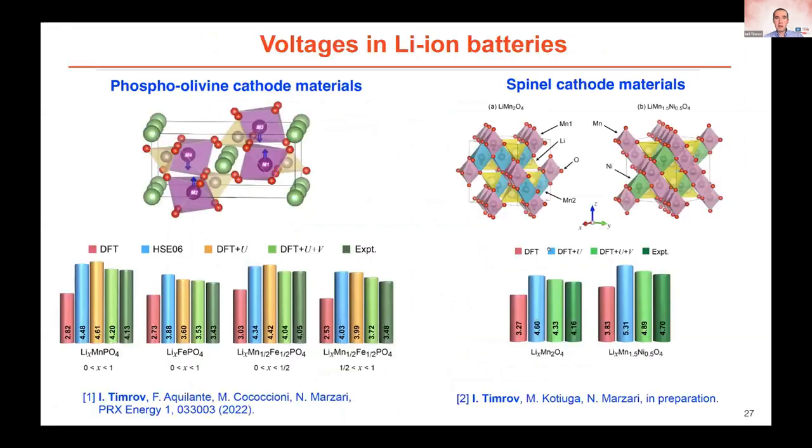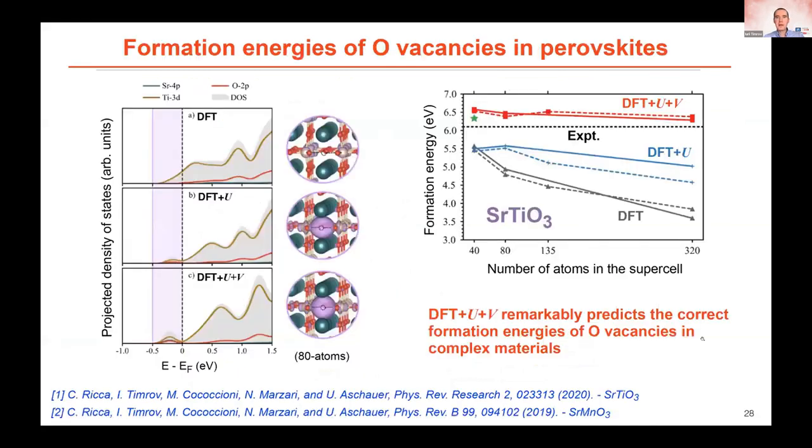And in the remaining maybe 1 or 2 minutes, I just want to show you how it works. You just saw a lot of discussion about voltages, so I don't want to spend more time on this. You saw the discussion about phosphate cathodes, but also for spinel cathode materials, it works very well. You see that DFT plus U plus V with self-consistent U and V gives very good agreement with experiments. You saw this slide also in Professor Marzari's talk.